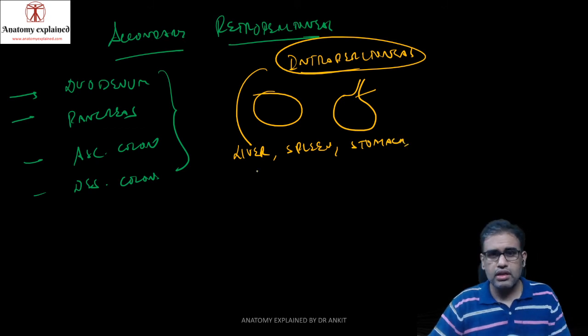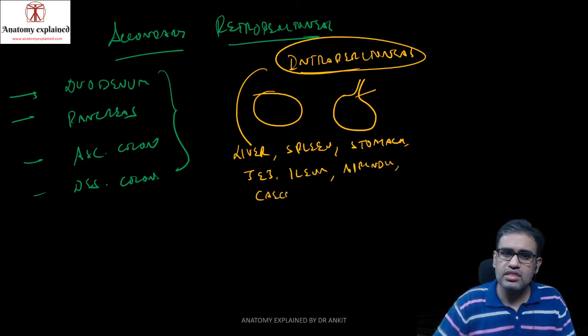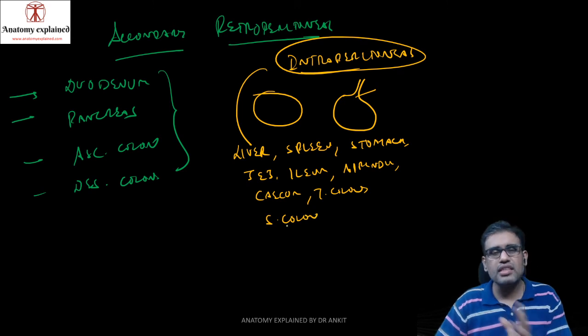Now what is left? We have the liver, the spleen, the stomach. Okay, duodenum included, though the duodenum over here is secondary. Then we have the jejunum, then the ileum, then you have the appendix. Then you can also include the cecum, a small part of the cecum. Then you have the transverse colon, then the sigmoid colon. These are the structures in the abdomen.